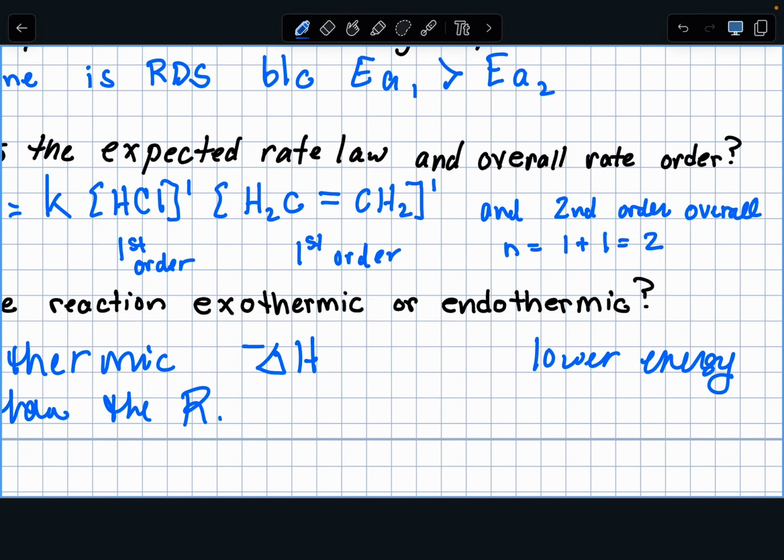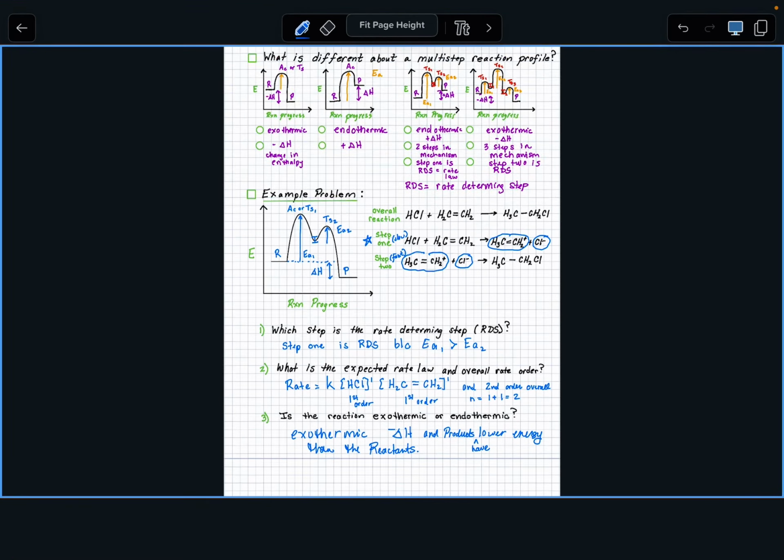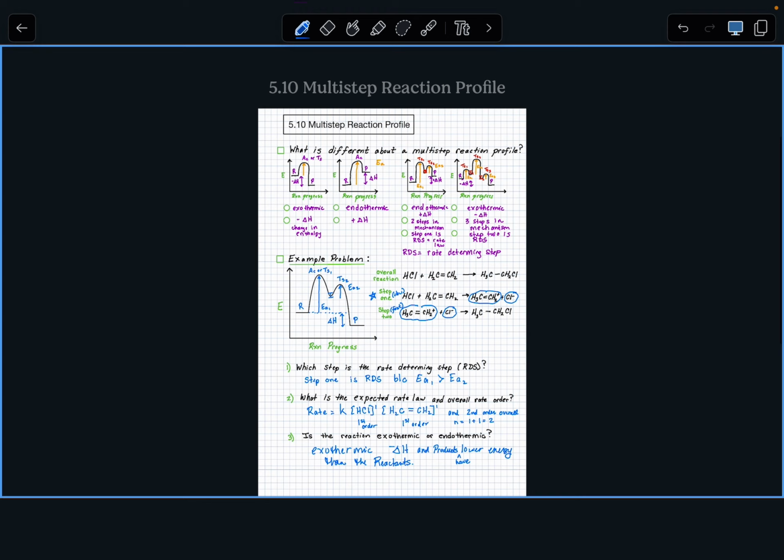So products have a lower energy than the reactants. So energy is released, again, to the system. The system releases energy to the surroundings.